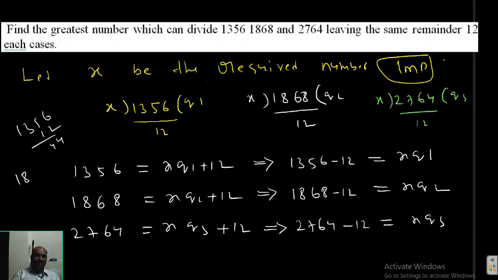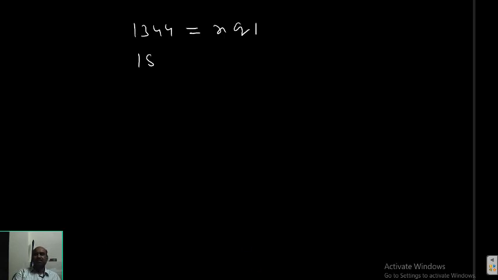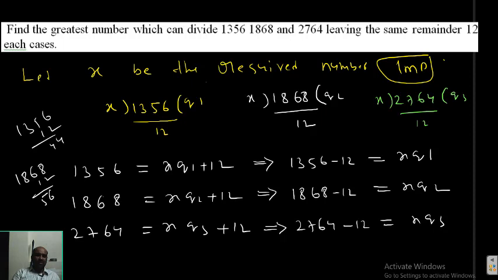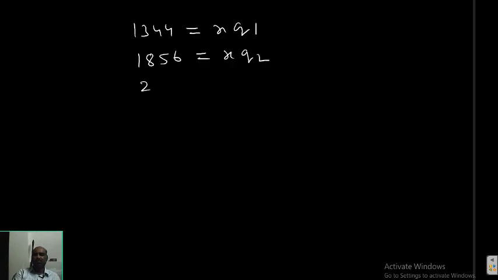So 1868 minus 12 only, no? This is 6, this is 5, 1856. What I can say, 1856 equals x q2. Next 2764 subtracted 12, 2752. 2752 equals x q3, I can say.